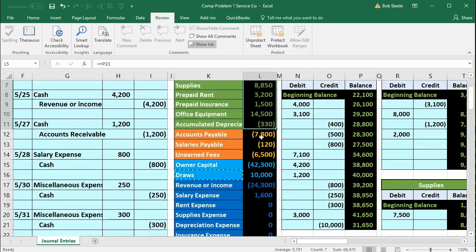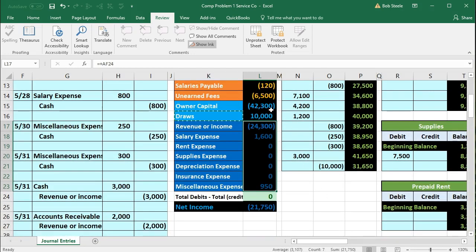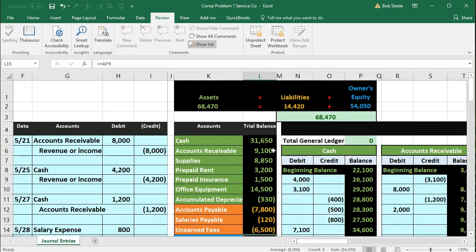We can see what the liabilities are. I just highlight those. It's $14,420. I can see what net income is. I can just highlight these. Credits minus debits means net income is $21,750. I can see what total equity is. I just highlight all the blue accounts. That's $54,050. I could double check that number by recalculating it as assets minus liabilities. So remember that number, $54,050, also calculated as assets minus liabilities, $54,050.